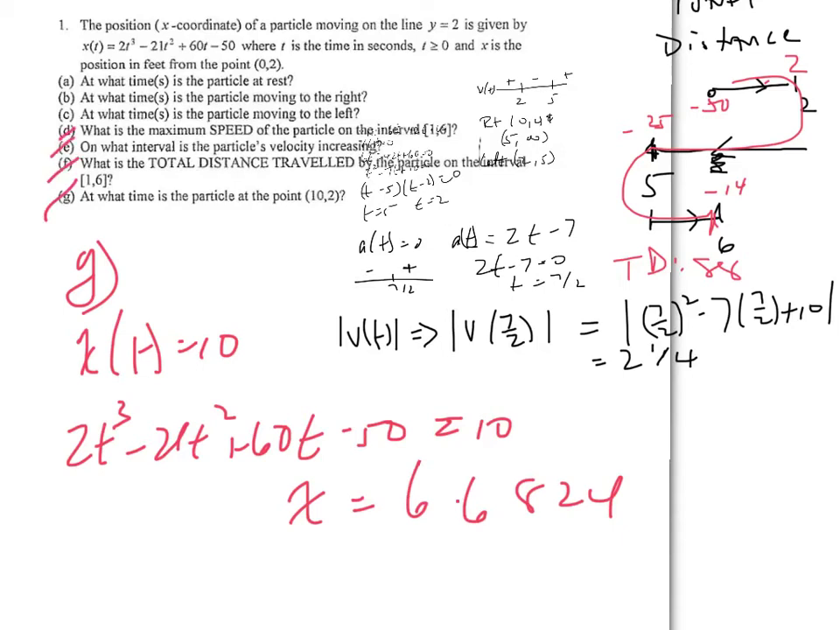When is the velocity of the particle increasing? Well, it's reaching a maximum speed at 7.5, so it's going to be increasing up to that maximum point. All right.